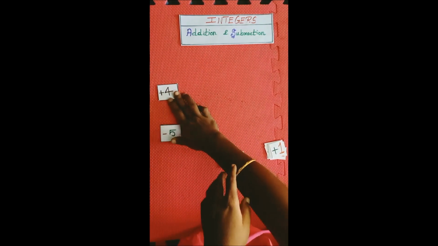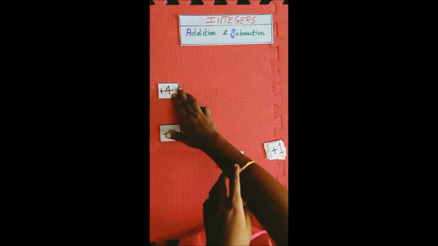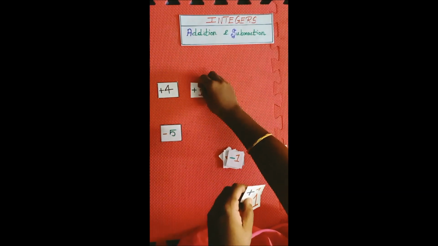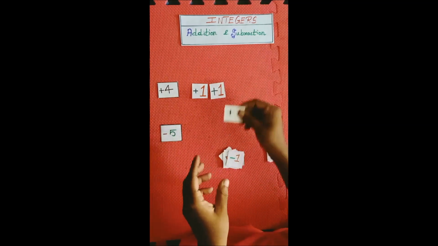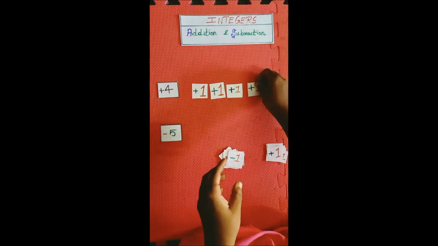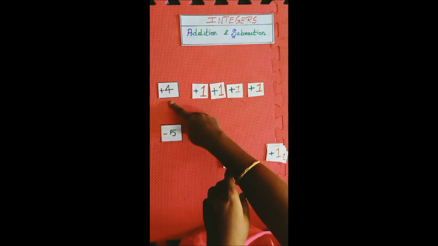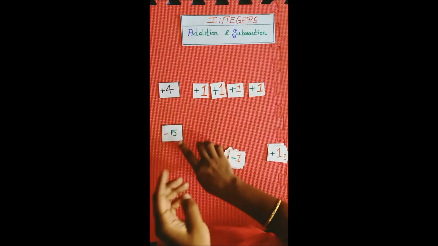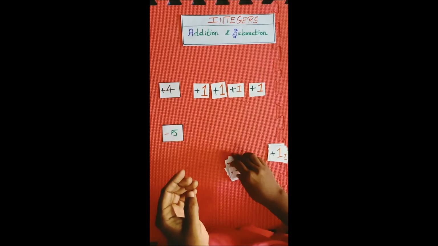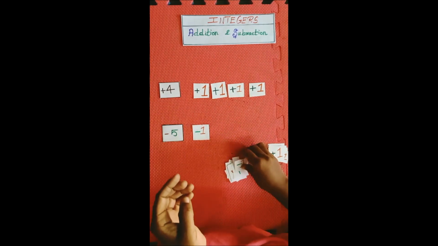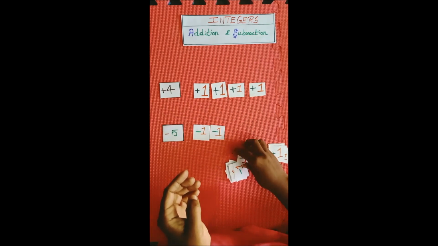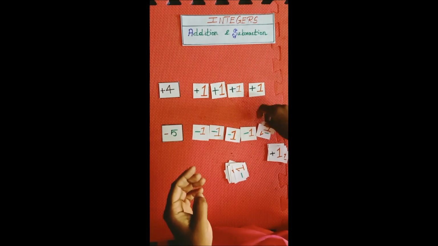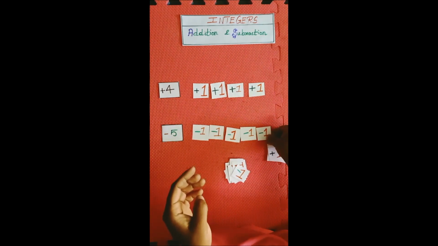See here. For example, take the positive integer plus 4. For that you have to use the plus 1 four times. See here, 1, 2, 3, 4. If you add these four ones, you get plus 4. So 1 plus 1 plus 1 plus 1 gives plus 4. Similarly, for minus 5, you have to use the minus 1 five times. 1, 2, 3, 4, 5. Do you understand, children?